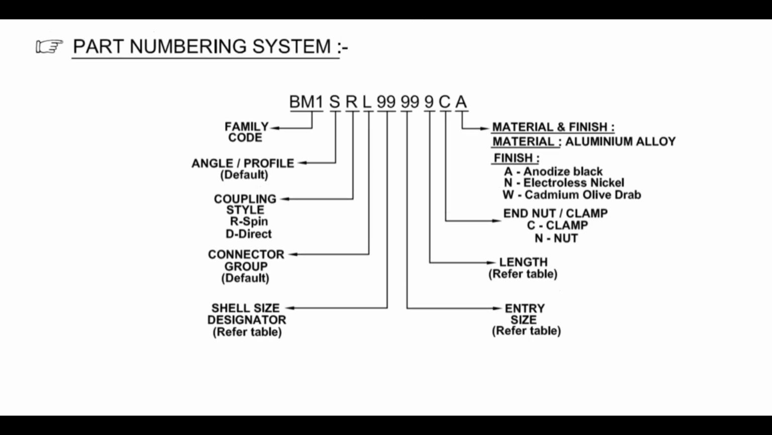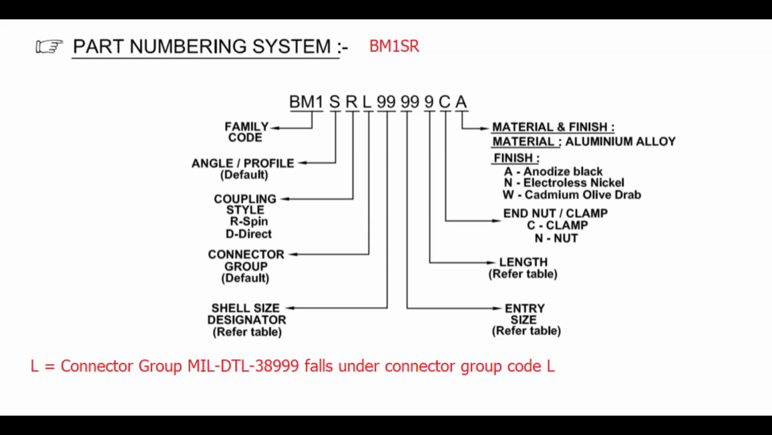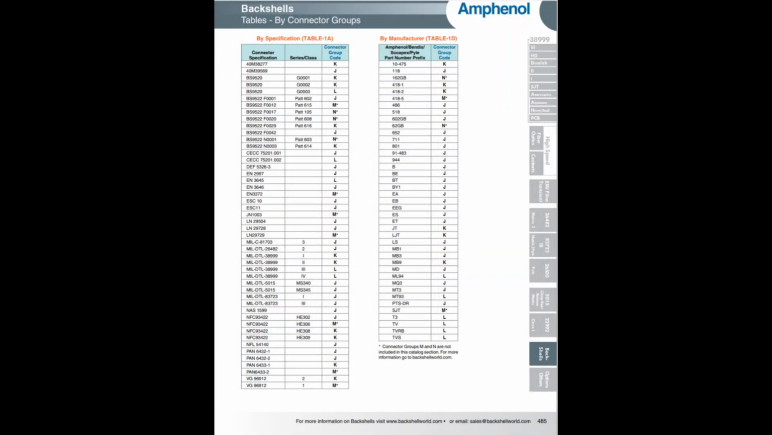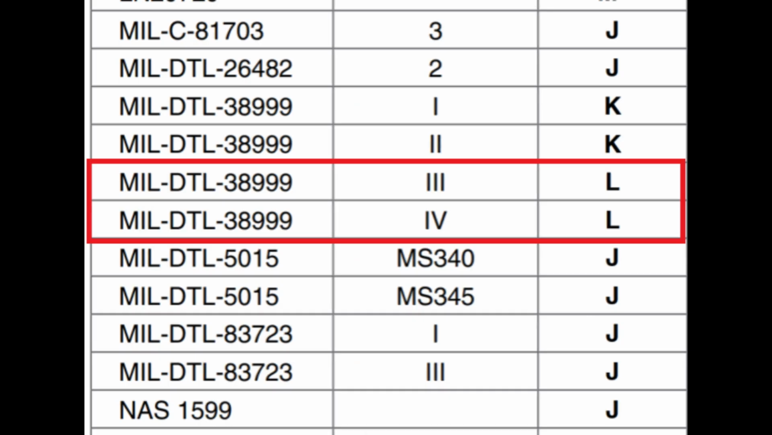Now, let's build a part number using their part numbering system. We start with BM1, which is the family code for non-environmental EMI/RFI backshells. Next, we add an S, indicating a straight backshell. Then, we include an R, which specifies a spin coupling style. Following that, we add an L. To determine the correct connector group code, refer to page 485 of the Amphenol Backshell catalog. There, you can identify which group your connector falls under.